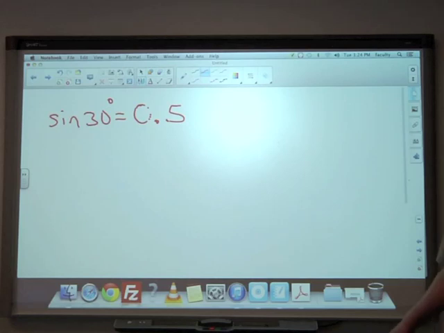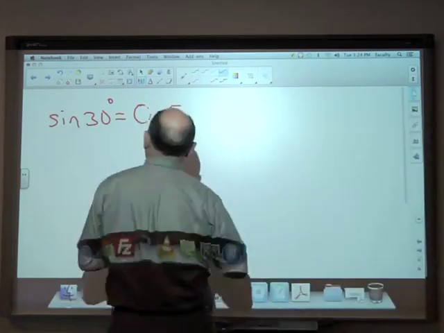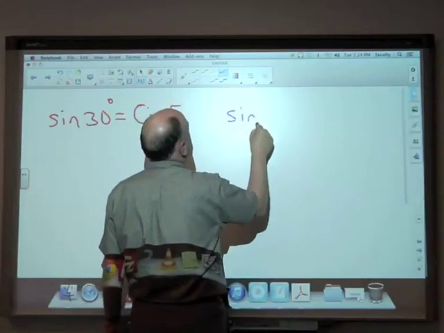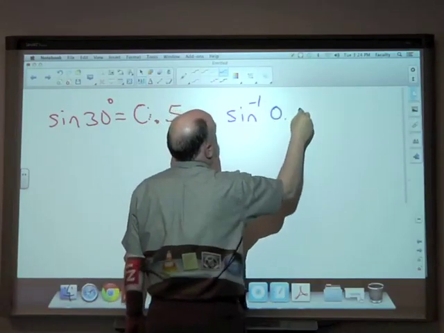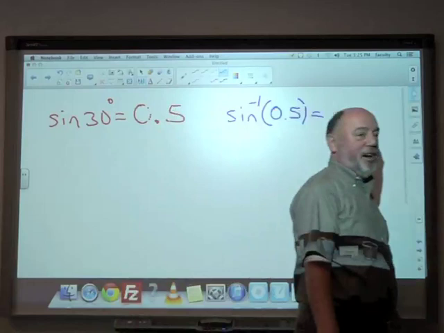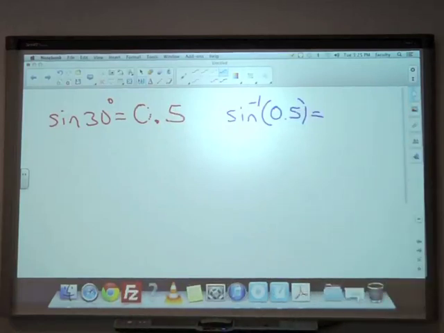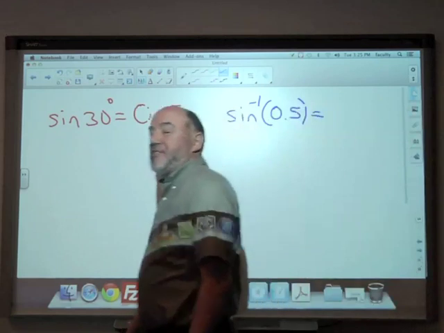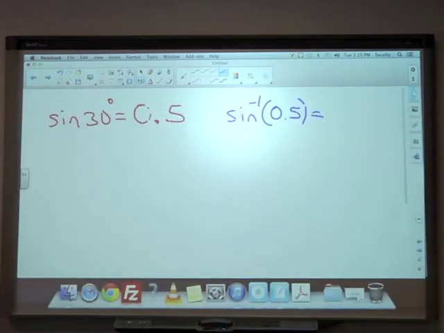All right, now on the calculator, do the sine minus 1 of 0.5. What does that give you? 30. Okay? So sine minus 1, cosine minus 1, tangent minus 1 is what you use when you want to determine the angle.